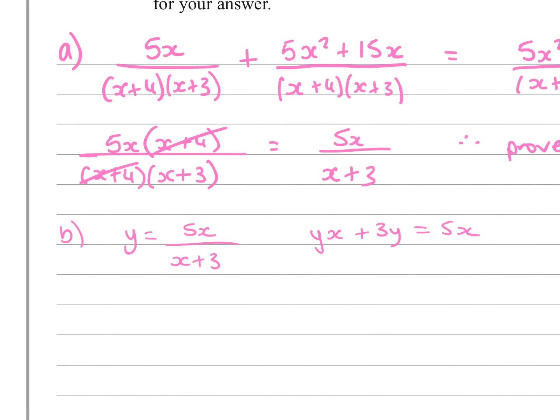I've just multiplied that, yeah? I'm going to move my x's on one side, everything else on the other. So yx minus 5x equals negative 3y. Now I'm going to factor x, aren't I? x(y minus 5) equals minus 3y. Divide both sides. x equals minus 3y over y minus 5.